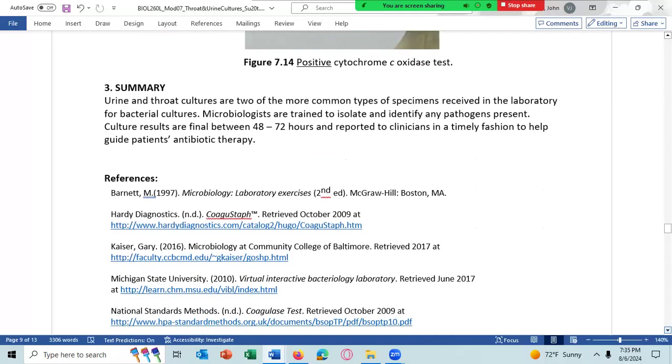All right, the urine and throat cultures are two of the more common types of specimens received in a lab for bacterial cultures. Microbiologists will grow them up and then test to see if the patient has a common bacterial pathogen.